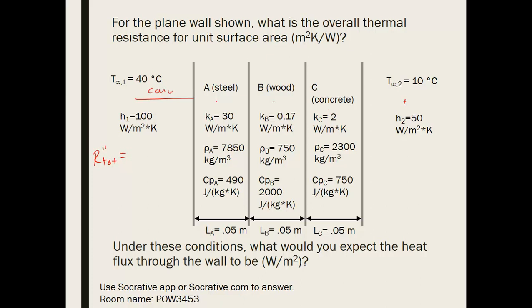So this would be 1 over h1, the first convective thermal resistance, plus L_A divided by k_A, plus L_B divided by k_B, plus L_C divided by k_C, plus 1 over h2. If I did this correctly, I get 0.351 meter squared Kelvin per watt.